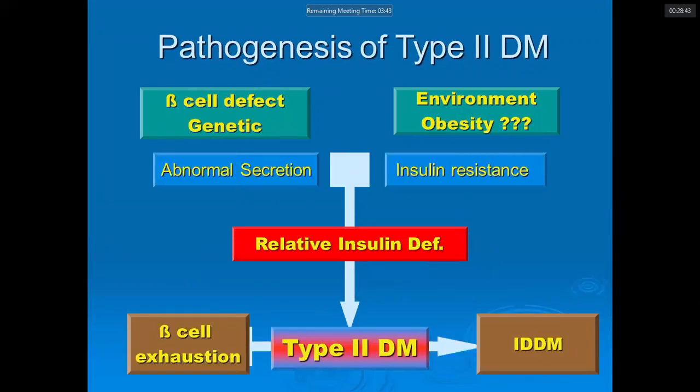And pathology of type 2, we have also beta cell defect and genetic. We have environmental factor like obesity. We have abnormal secretion of insulin and increased insulin resistance. And then we have relative insulin deficiency. Then we have beta cell exhaustion, and we develop type 2 diabetes mellitus. Okay. And in the past it was called non-insulin dependent diabetes mellitus.